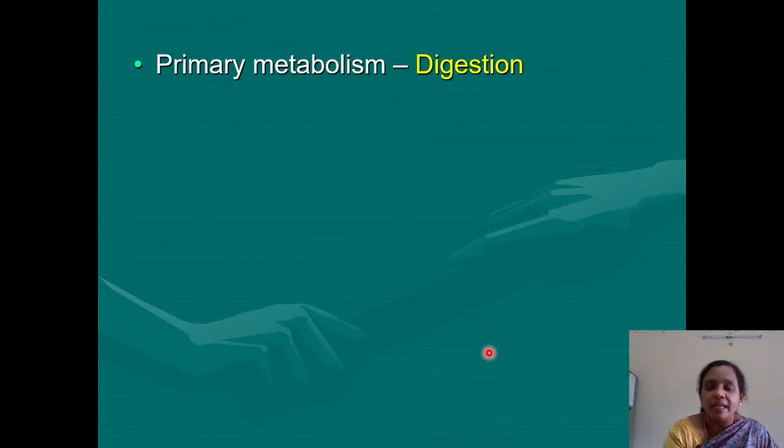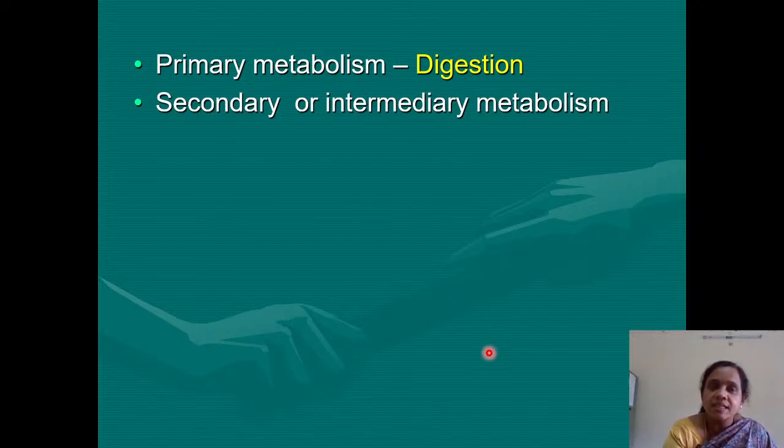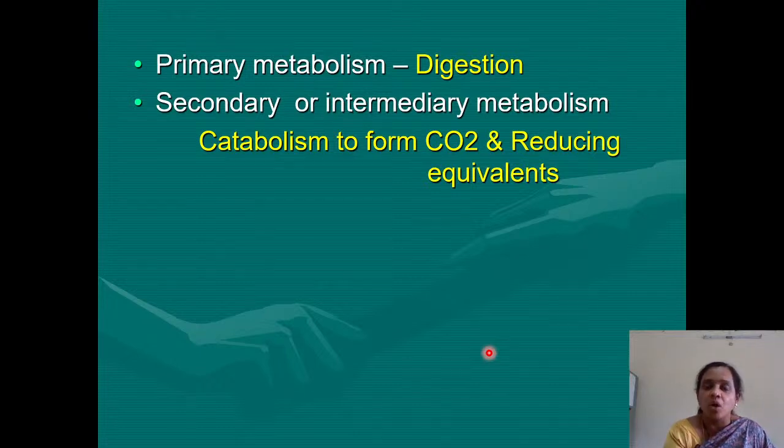Next, digestion. Now, in metabolism, we divide it into three phases: primary metabolism, secondary metabolism, and tertiary metabolism. Primary metabolism is what happens to the food that we take. So the food that we take is digested. So that is primary metabolism. Secondary is the intermediary metabolism, which is what we have seen previously. What happens after digestion? You get some substances. What happens to those substances in the human body? And finally, they form carbon dioxide and reducing equivalents.